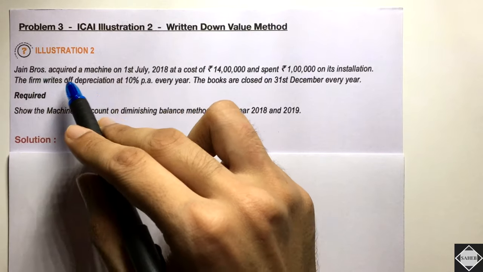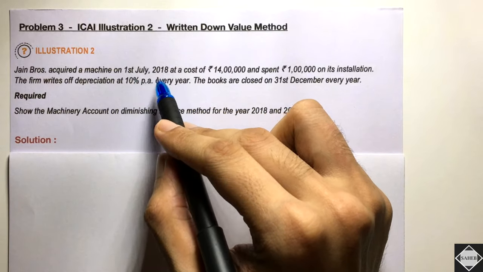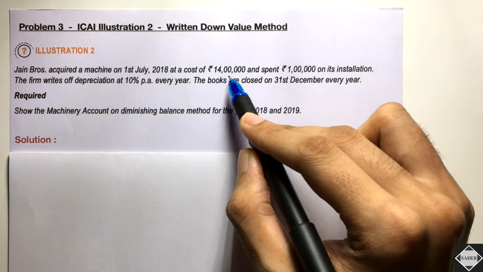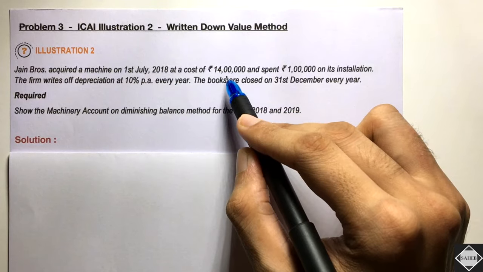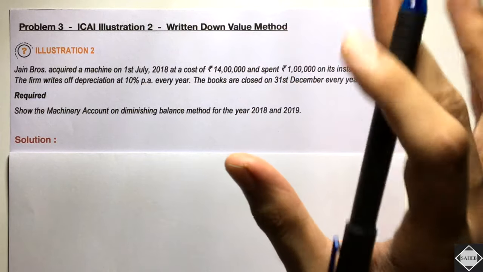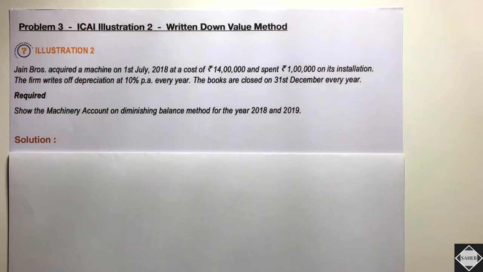Jane Brothers acquired a machine on 1st July 2018. This is the acquisition date, purchase date, at a cost of 14 lakh. Now this 14 lakh is the purchase price, but you all know purchase price is not the cost of the asset. You just have to see the entire picture. There are many other things, right?